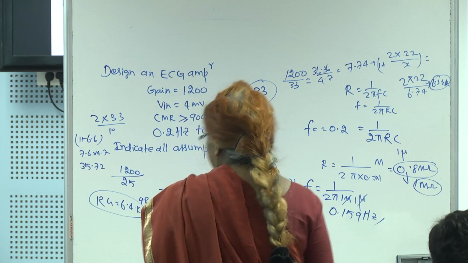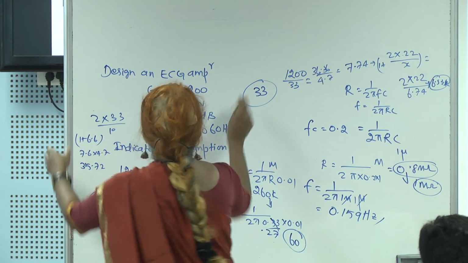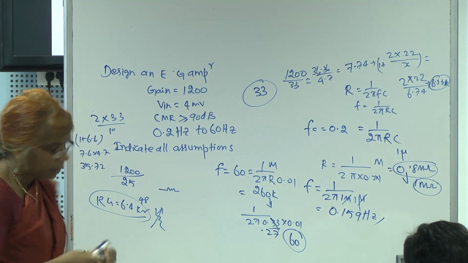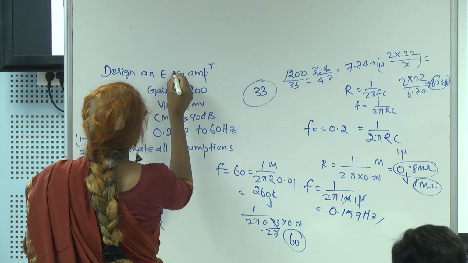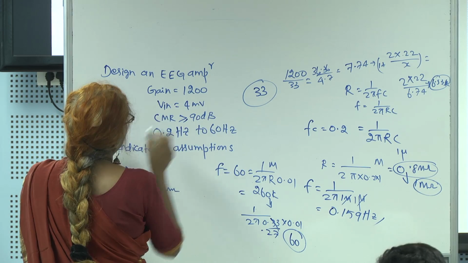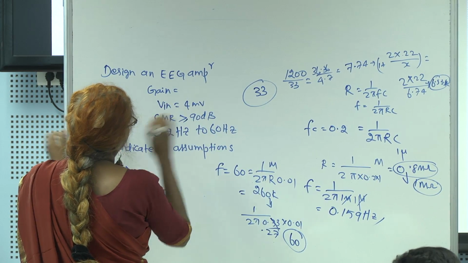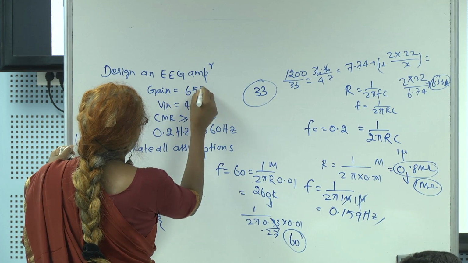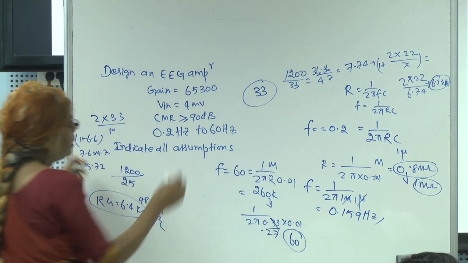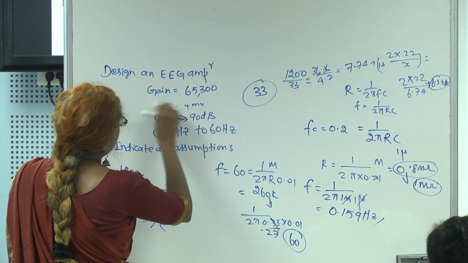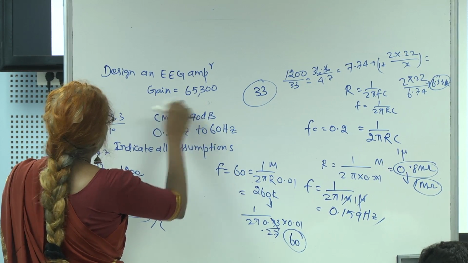Okay, let's do the next problem. Now we build an ECG amplifier. Okay, I'll give the gain directly to save you time. 65,300, because I think we did in one case. Gain is 65,300. I don't want Vn, you don't want that.